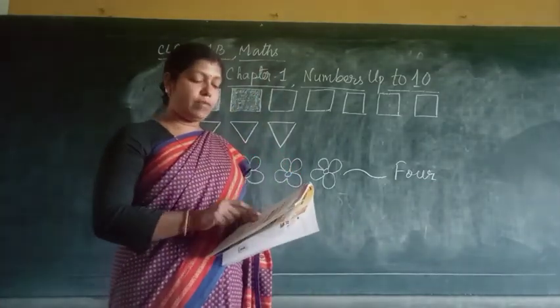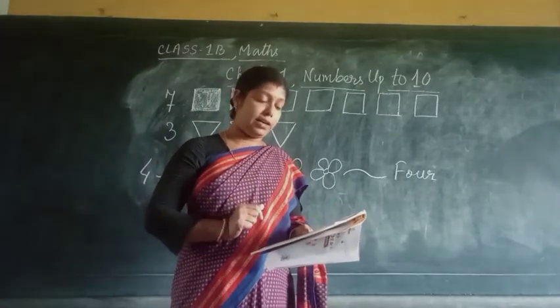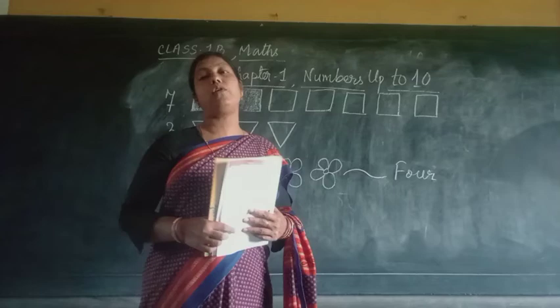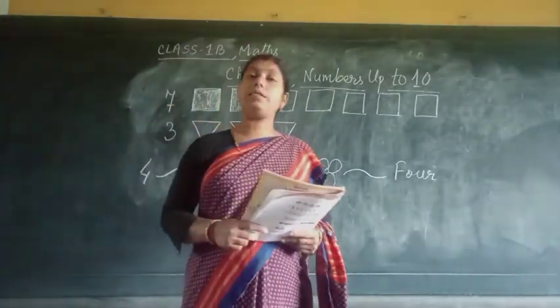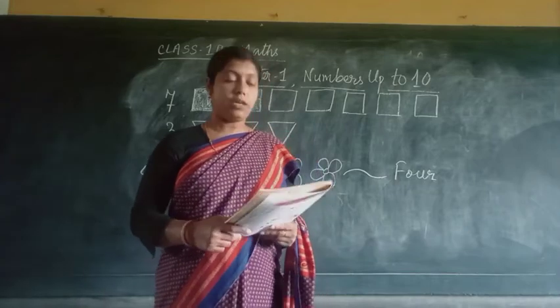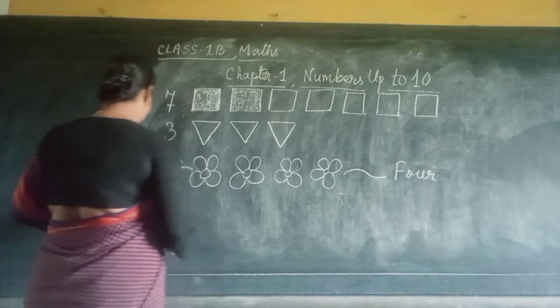Okay. Then you see 5 huts are there. So before 5 what comes? 4 comes before 5. You can write down. Okay. 3 aeroplanes are there. So before 3 what comes? 2 comes. Okay.